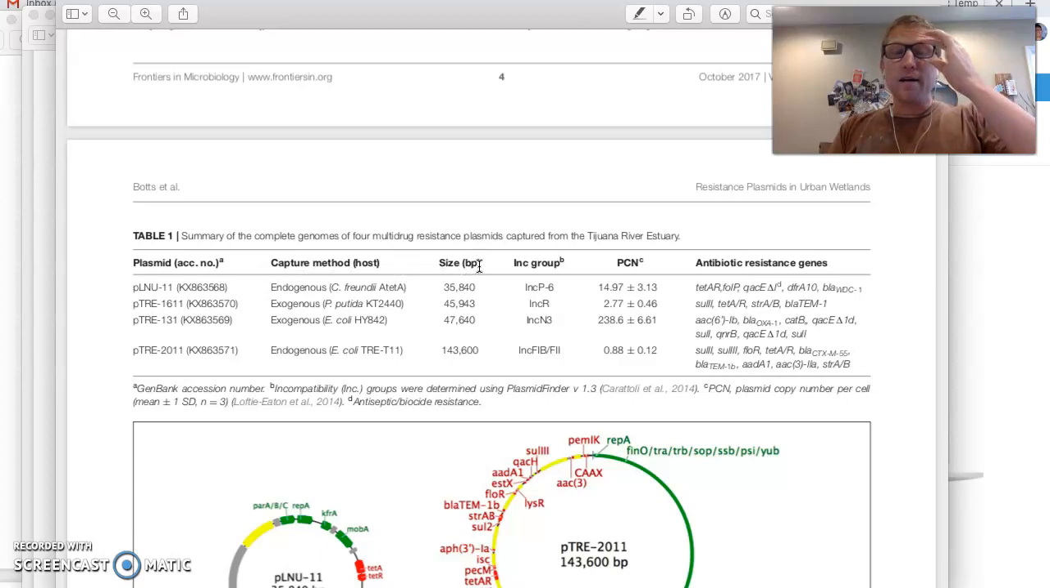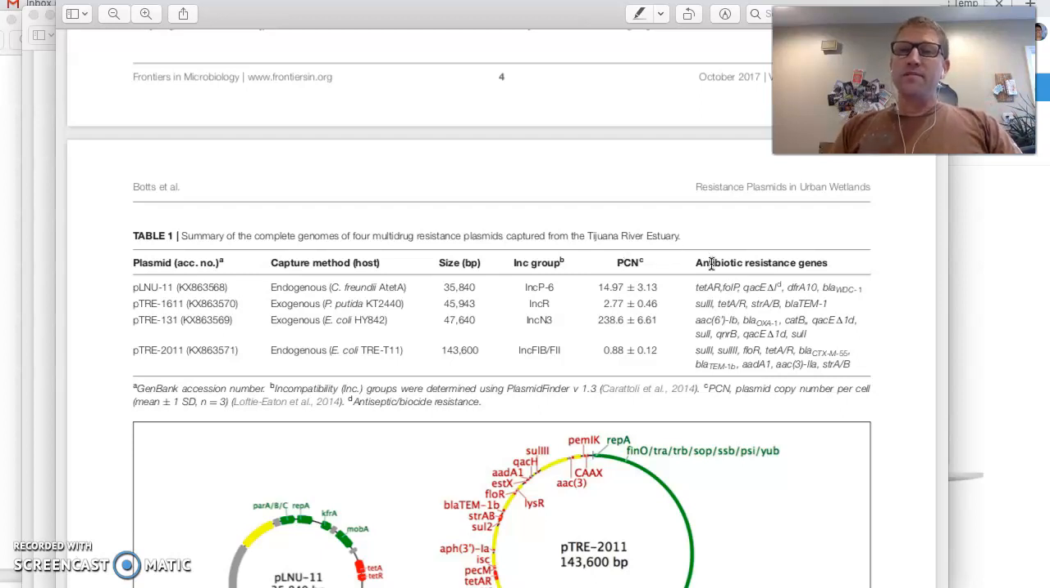The size of the plasmid, the incompatibility group, and if that's something you're not familiar with, you're going to have to do a little research and do some reading, figure out what that refers to. The plasmid copy number, how many copies of the plasmid are found per cell of bacteria carrying it.